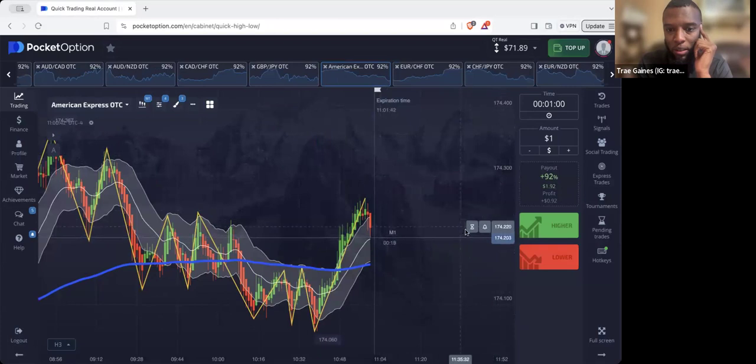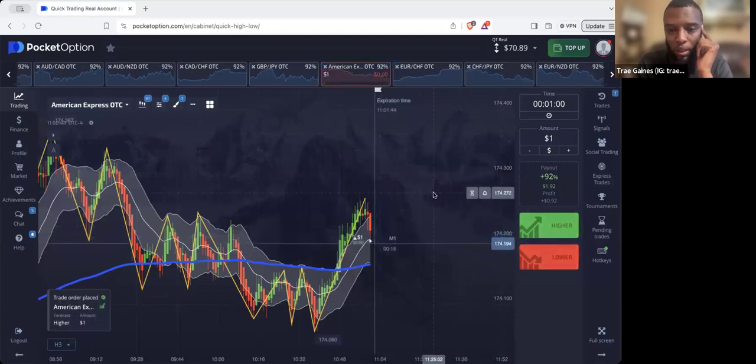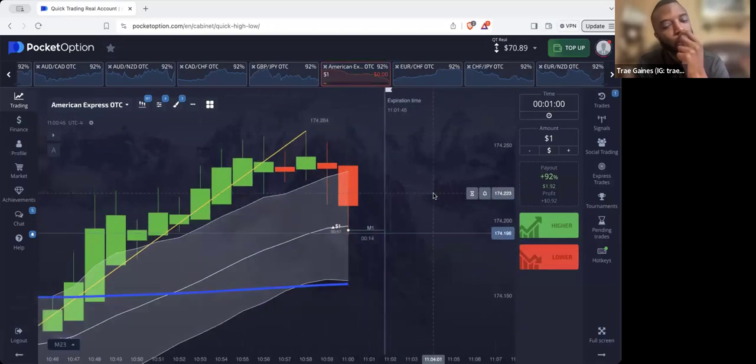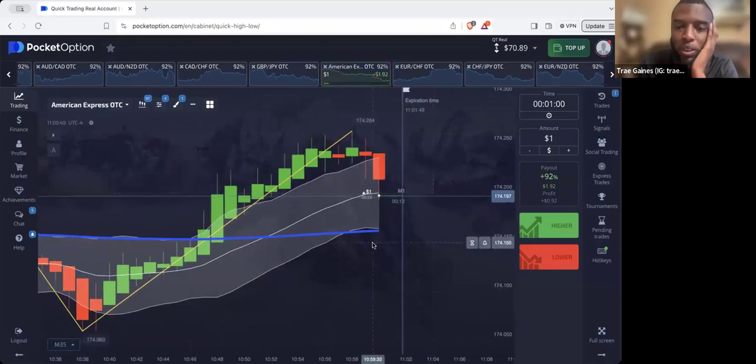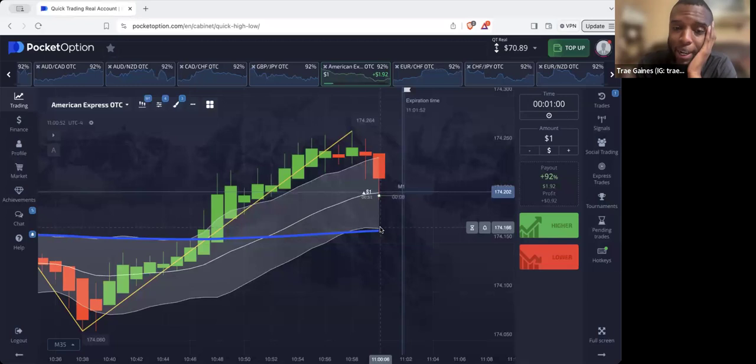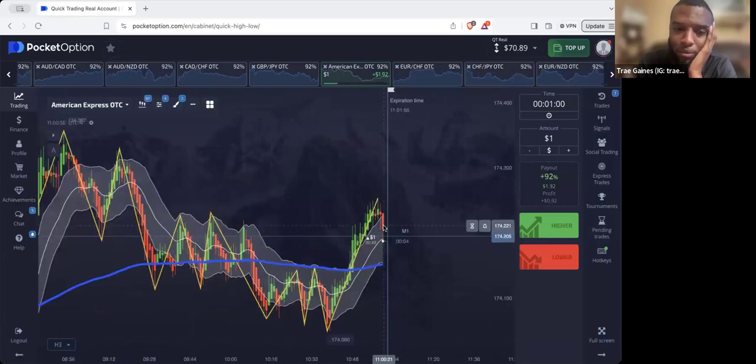Let's see. All right. These are pretty close. This is a close one. The EMA is kind of right below it, but it is outside of it. It was inside, but now it's outside of it.